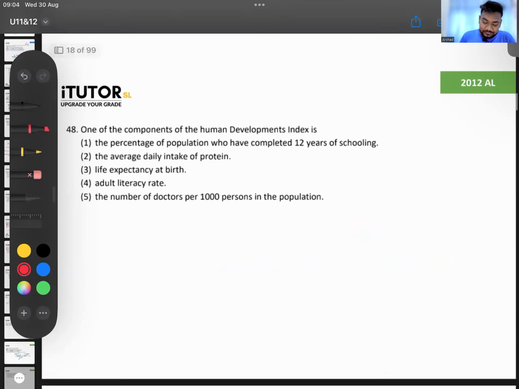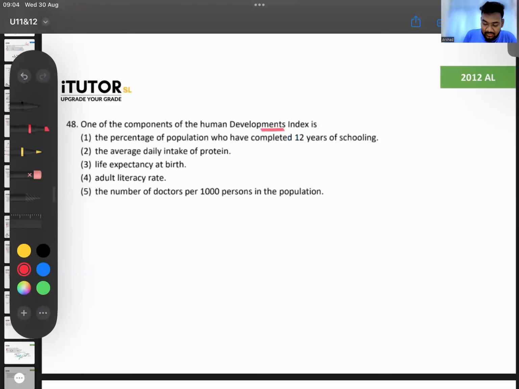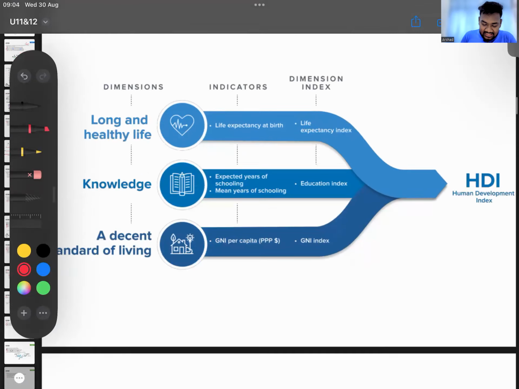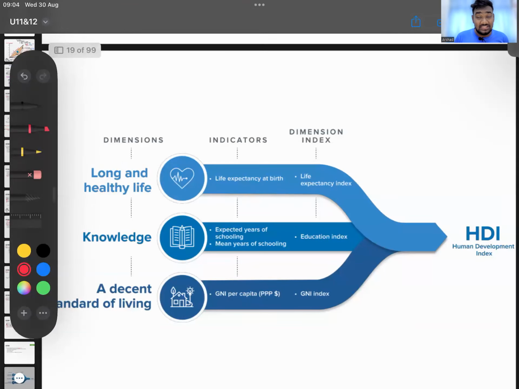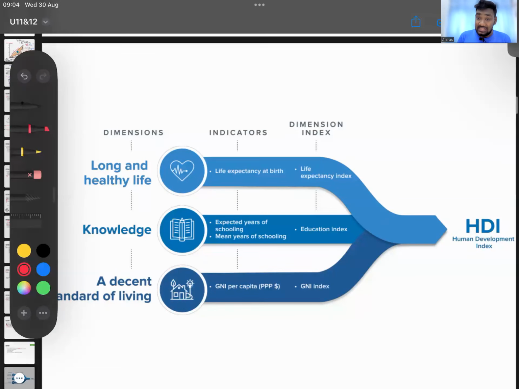Right, question 48: components of the Human Development Index. I think I put a picture here, guys. Now, Human Development Index, I'm not going to teach; it was there directly in my tutor also. The Human Development Index looks at health, a long and healthy life, which we call longevity. Then knowledge, the education part, and also a decent standard of living. These are the three main dimensions of the Human Development Index.